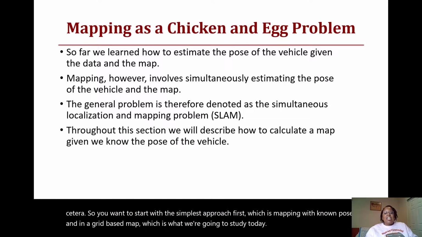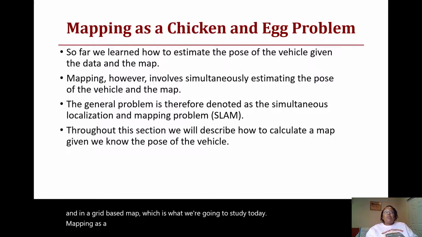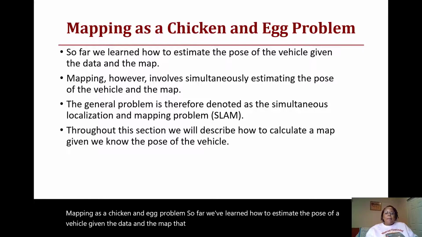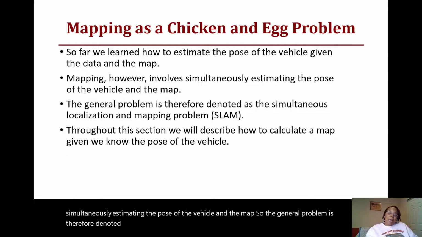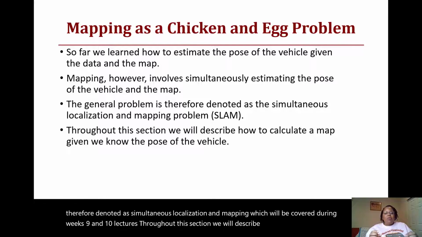Mapping is a chicken and egg problem. So far, we've learned how to estimate the pose of a vehicle given the data and the map. That was localization. Mapping, however, involves simultaneously estimating the pose of the vehicle and the map. So the general problem is therefore denoted as simultaneous localization and mapping, which will be covered during the weeks 9 and 10 lectures. Throughout this section, we will describe how to calculate a map given we know the pose of the vehicle.